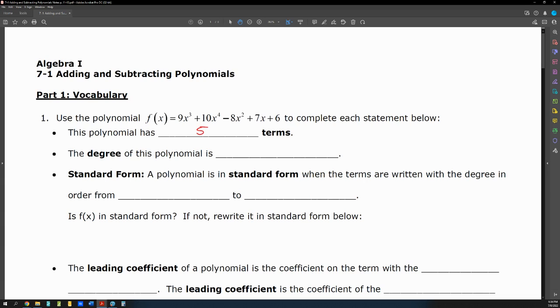The degree of this polynomial, if you remember from the last notes, the degree is the greatest exponent in this polynomial. The degree here is 4.